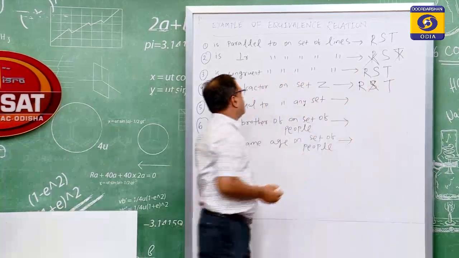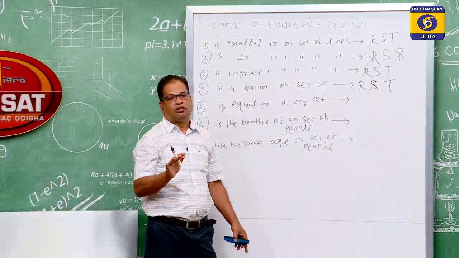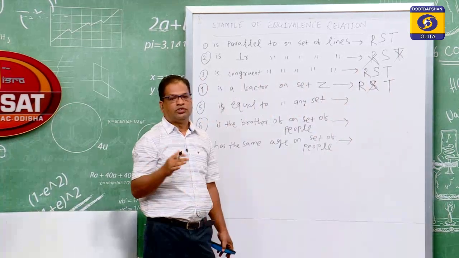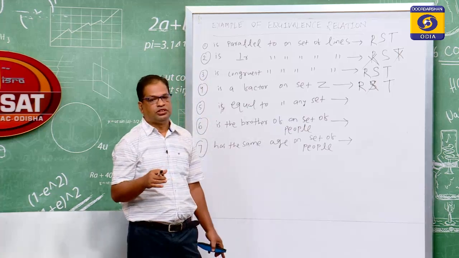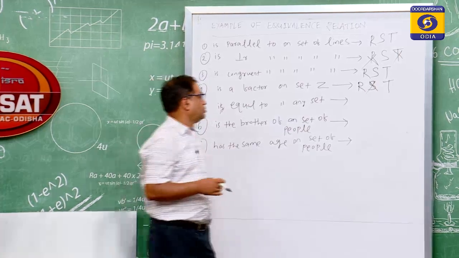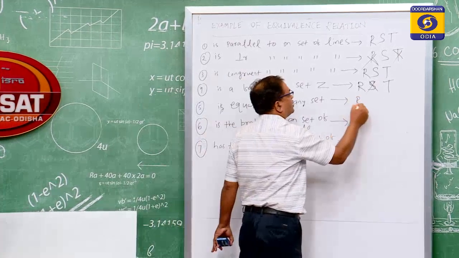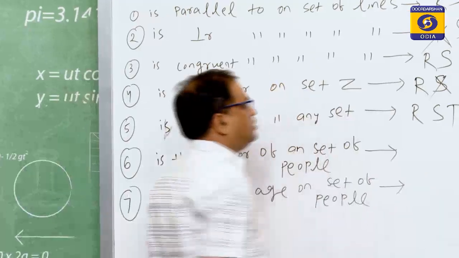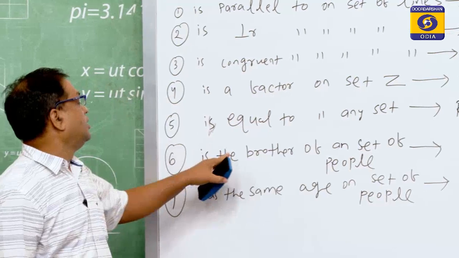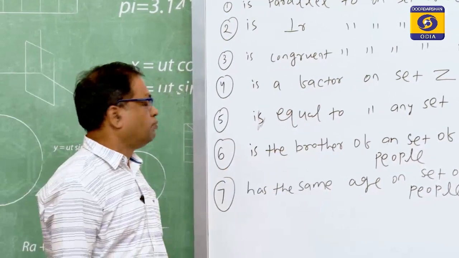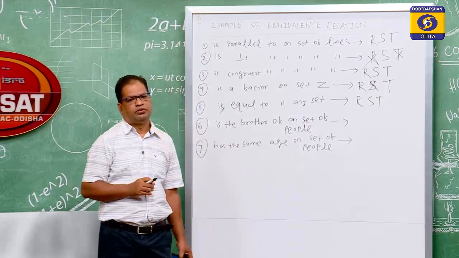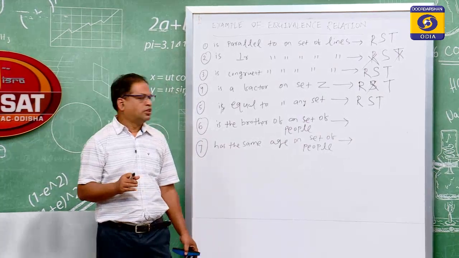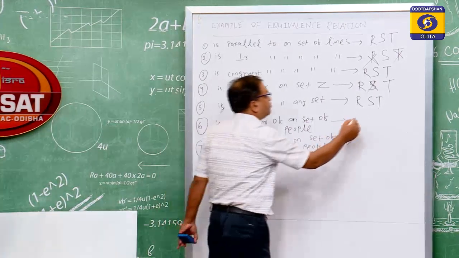So this is transitive. Now, "is equal to" is automatically reflexive, and symmetric we have already discussed, and transitive: if A is equal to B, B is equal to C, then automatically A is equal to C. So this is reflexive, symmetric and transitive. Then "is brother of" on the set of people. No one is the brother of himself. So this is not reflexive.